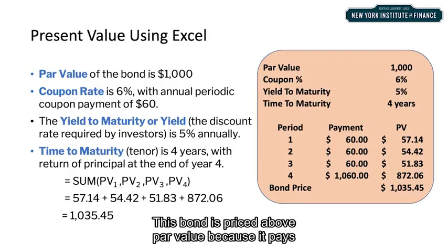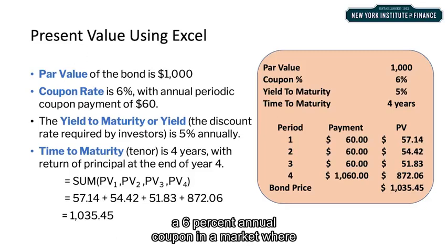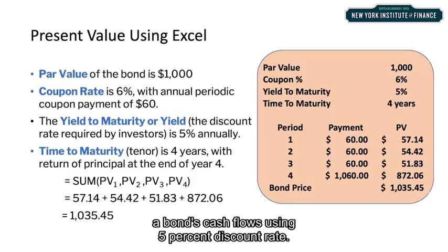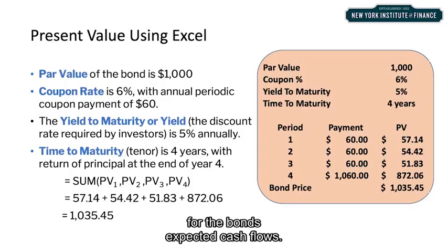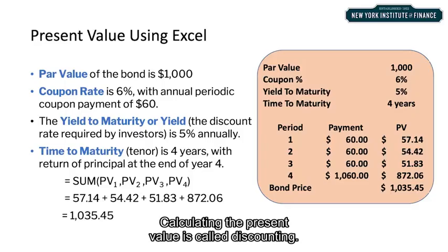Par value is the promised payment of principal at maturity. This bond is priced above par value because it pays a 6% annual coupon in a market where investors are willing to accept a 5% annual return. When you calculate the present value of a bond's cash flows using a 5% discount rate, you'll know what investors are willing to pay for the bond's expected cash flows. Calculating the present value is called discounting.